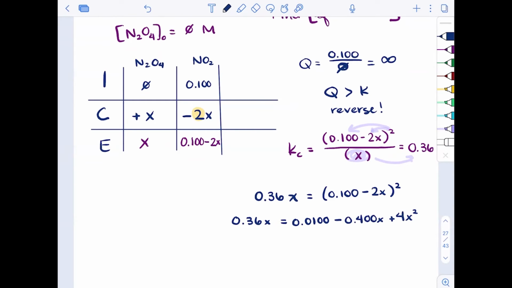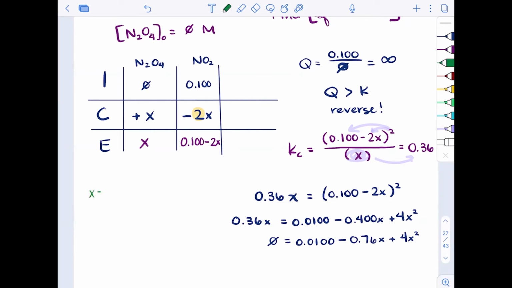Now, bringing these over, we have 0.01 minus 0.76X plus 4X squared. We have to use the quadratic equation.